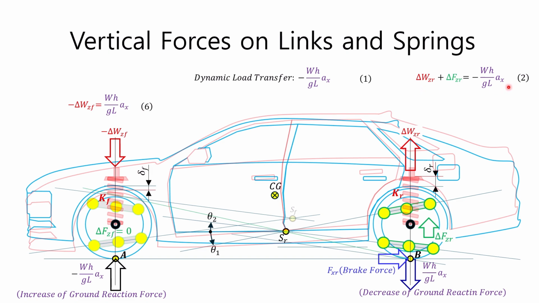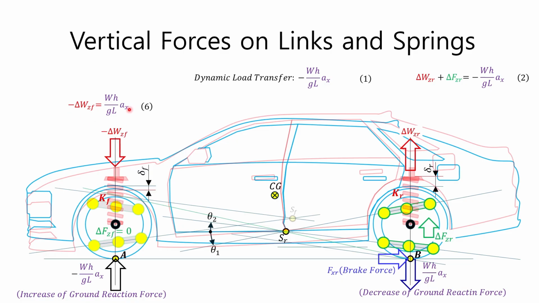In equation 2, AX represents the braking deceleration and has a negative value. Therefore, in equation 2, delta WZR and FZR both have vertically upward directions of action and act as forces that tension the spring and link. Since no braking force acts on the front suspension, the amount of vertical dynamic load transmitted through the front suspension links is 0. Therefore, the amount of vertical dynamic load transmitted by the front suspension is equal to the force compressing the spring, delta WZF, and can be expressed by equation 6.